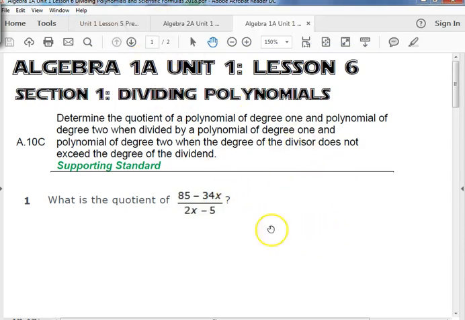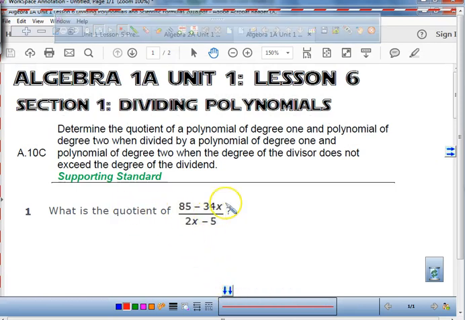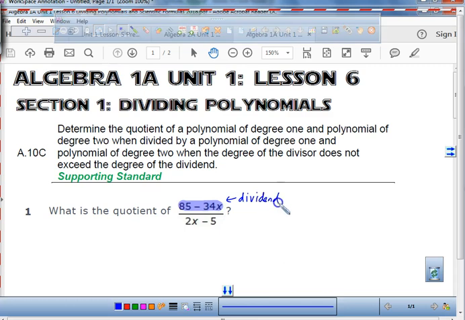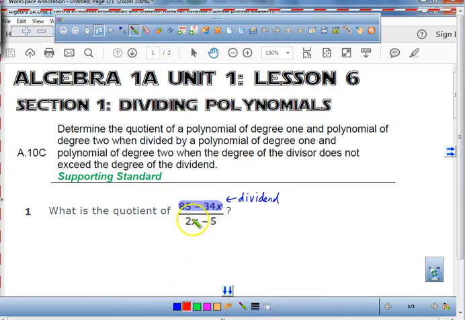The very first thing is we're going to figure out what the quotient of 85 minus 34x divided by 2x minus 5 is. Now, the word quotient, everybody, is the answer to a division problem. I'm going to highlight a couple of things here. 85 minus 34x, this right here is what is called the dividend. 2x minus 5, this is what is referred to as the divisor.